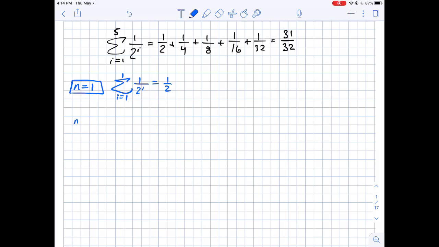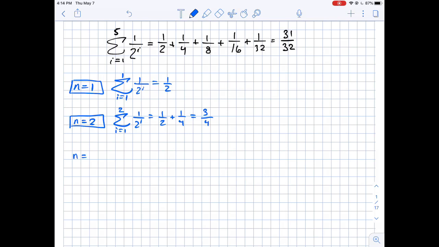What if I were to add up the first 2 terms? That's going to be here the sum starting at 1 and going until 2 of 1 over 2 to the power of i, which would be 1/2 plus 1 over 4. And if I add 1/2 and 1 over 4, I'm going to end up with 3 over 4.